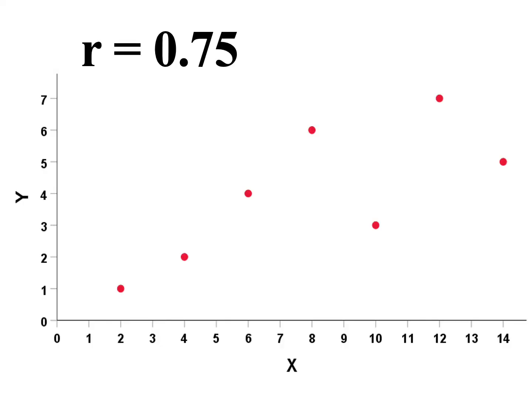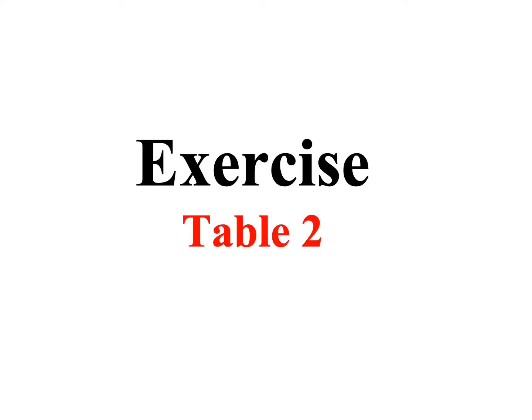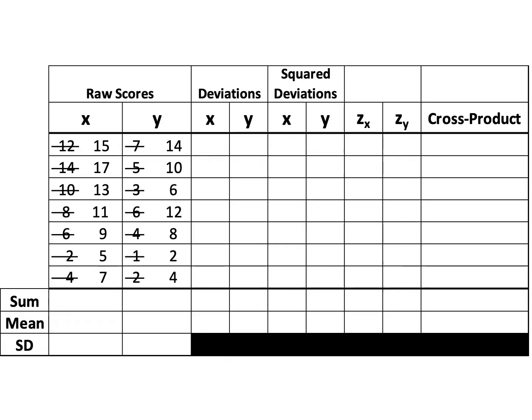Here is the scatter plot of the data you have just been working with. The correlation is 0.75. There are only a few individuals, but you can see the positive trend of the data from left to right. Now we are going to do the exercise with table 2.